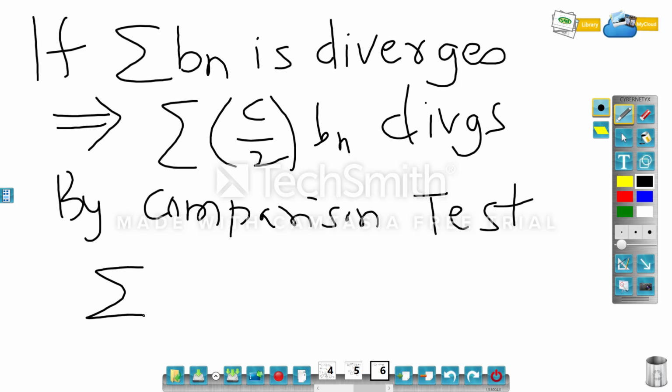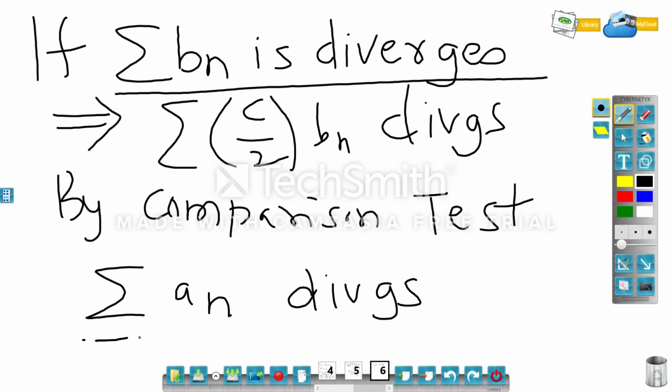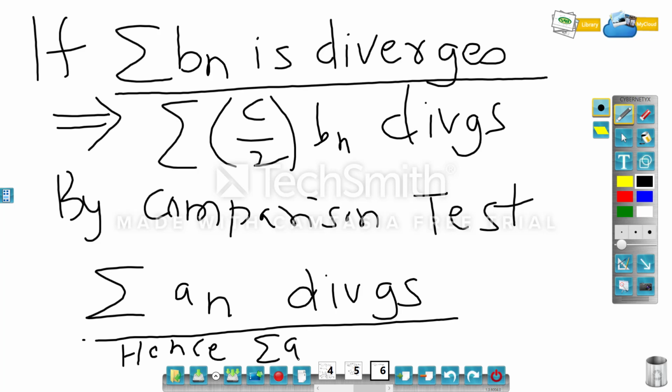Series An diverges. So we started with the series Bn diverges, and we have ended here: series An also diverges. So from this we can see that if the series Bn diverges, then series An diverges. If the series Bn converges, then series An also converges. Hence we can say that series An and Bn both behave alike.